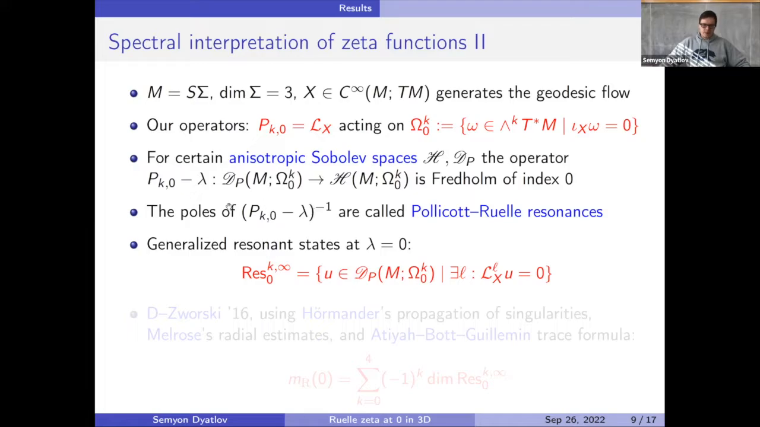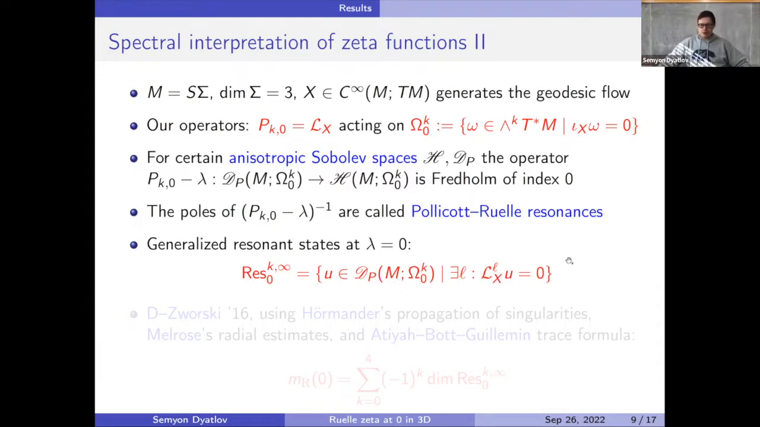All right. Well, if we look at those, what are the corresponding eigenstates? These are the so-called generalized resonance states. They are written here, which is the usual definition of a generalized eigenstate, except your U is now a current, so it's a distribution-valued differential K-form on my manifold M.